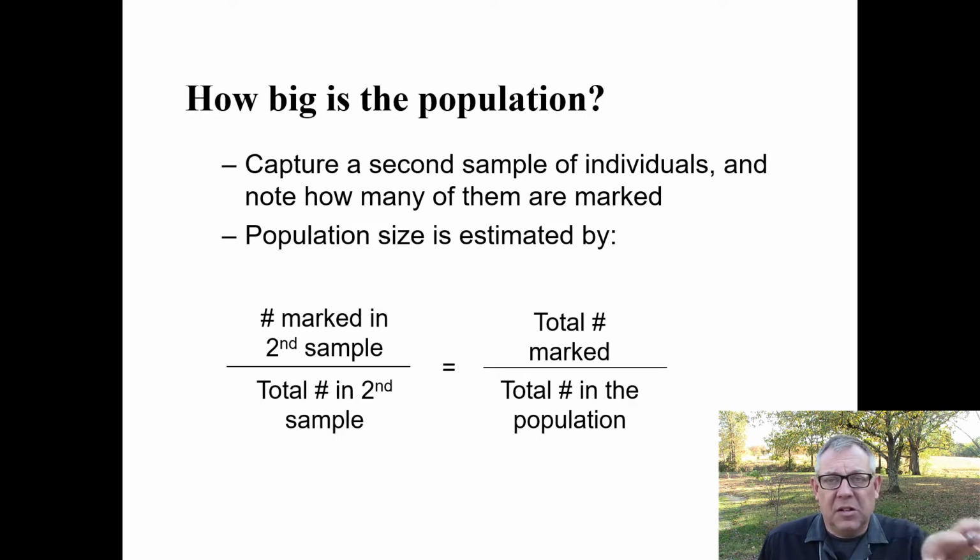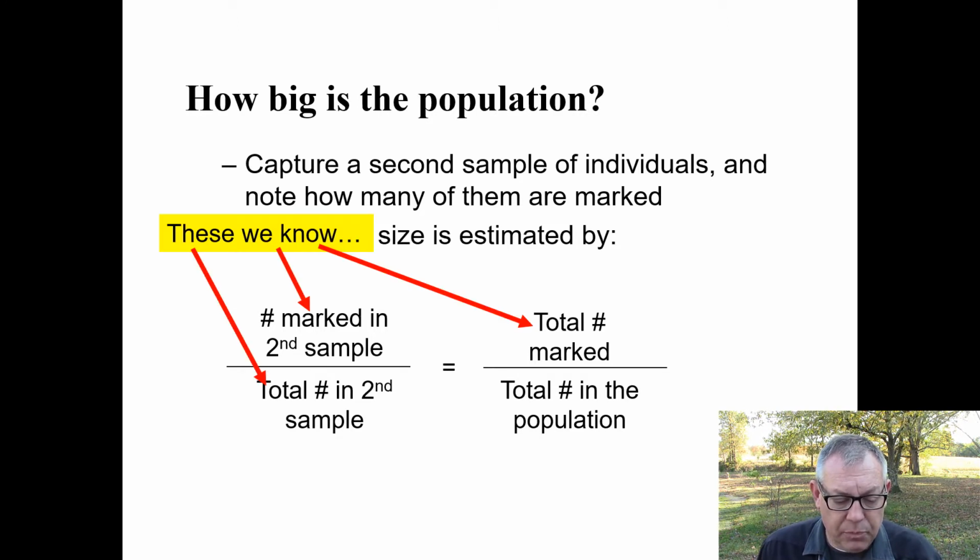But if those marked ones distribute themselves randomly, you can use that to estimate the size of the population. And so if we take that second sample and we count how many are marked and we count how many total organisms we caught in the second sample, and we compare that ratio to the total number that we marked, because we marked them, we know how many have a mark, we can use that to estimate the number in the population. We know how many we marked because we marked them.